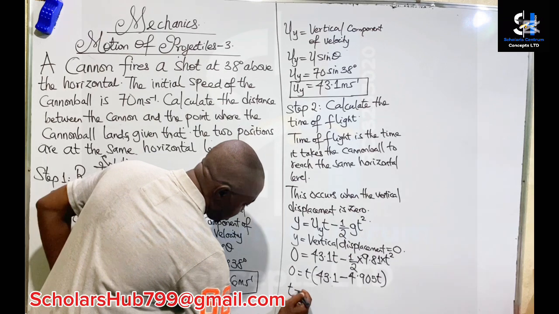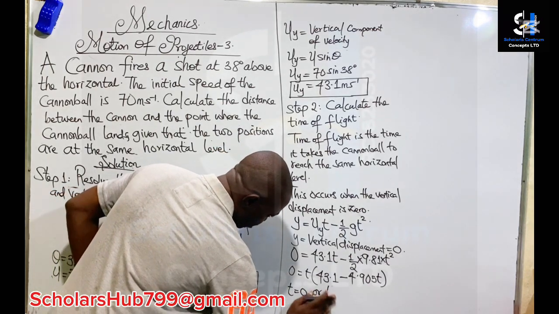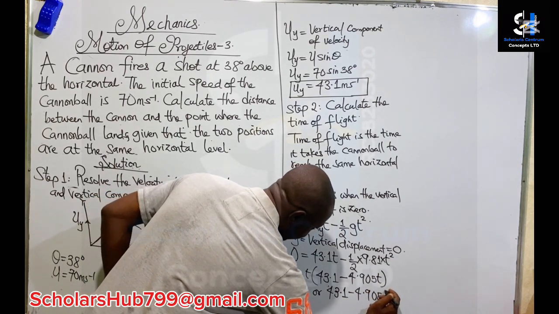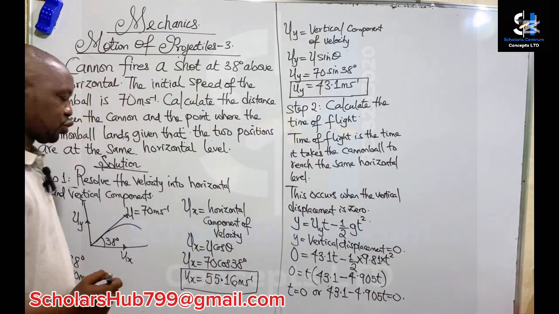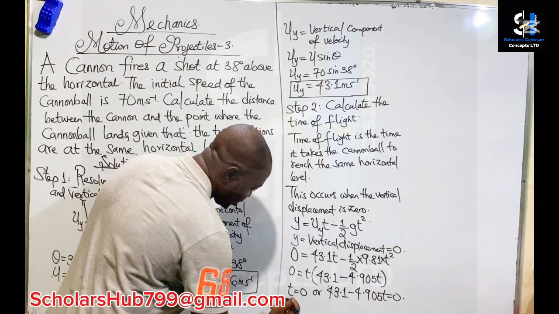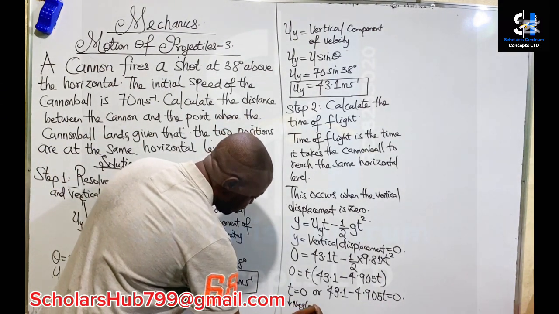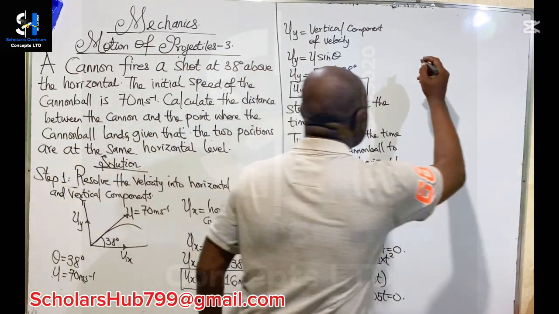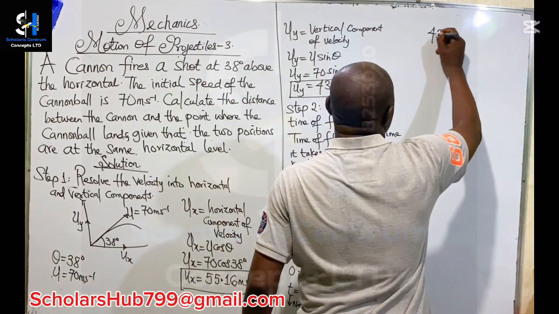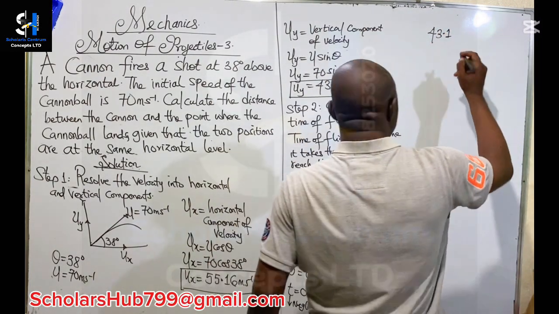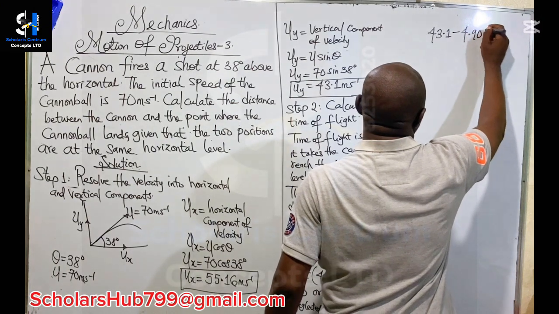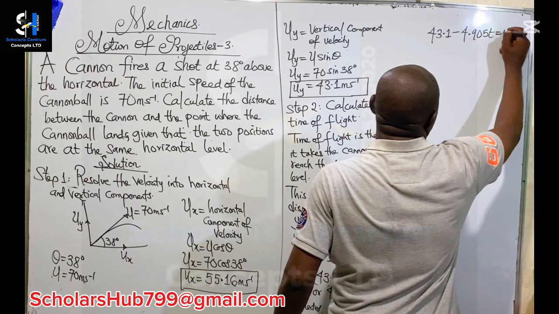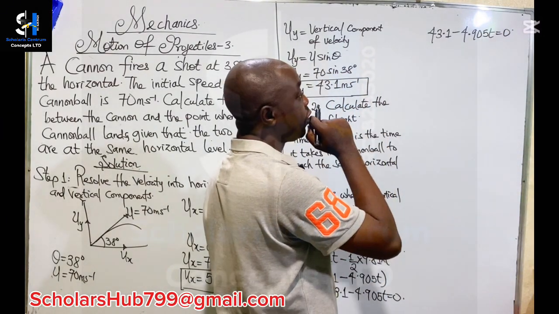So first we know that t will be equal to 0, or 43.1 minus 4.905 t will be equal to 0. So this will be neglected. We only need this one here because the time of flight cannot be 0. So 43.1 minus 4.905 t equals 0, and we need to solve for t.